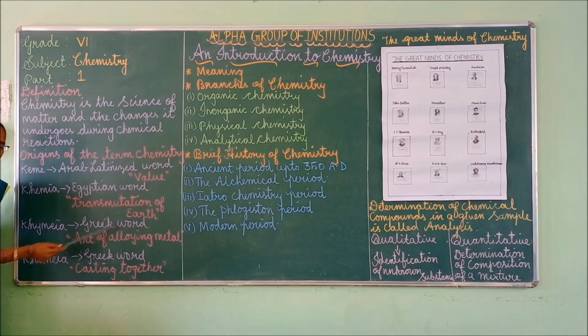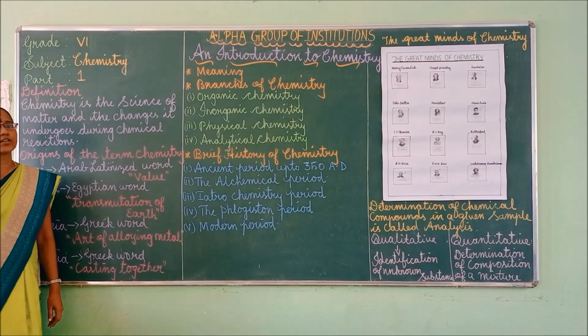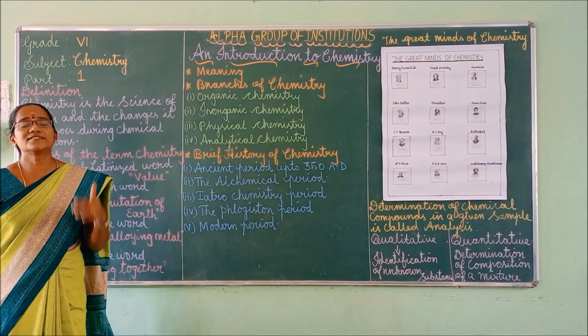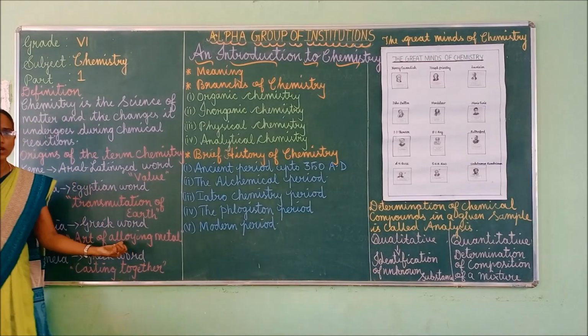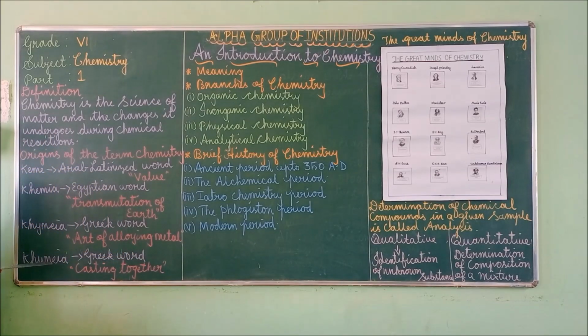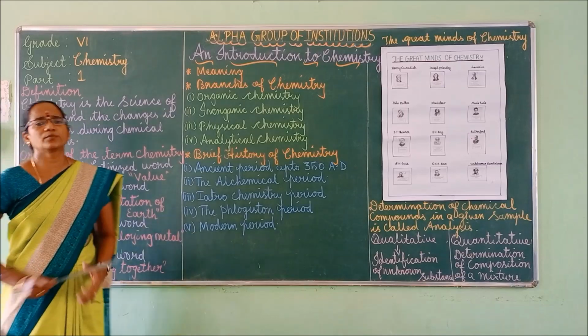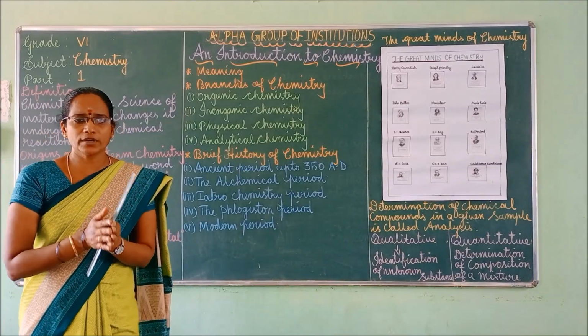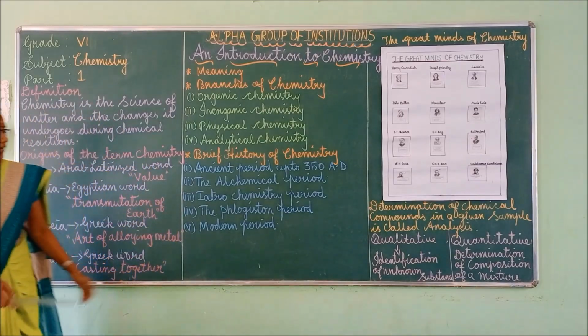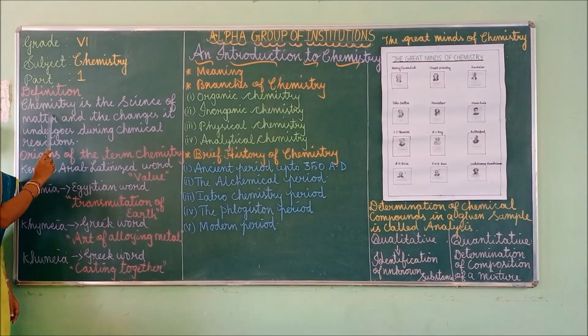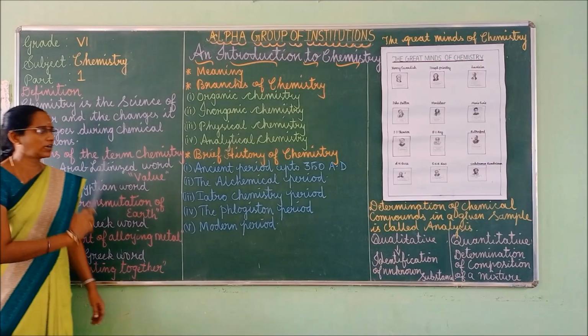What do you mean by alloys? Alloys means mixing or fusion of two or more metals or elements. That is called alloys. And next one, kumeya. This kumeya is also a Greek word, and the meaning for kumeya is casting together. Casting together means putting things together. So from this word only the word chemistry has derived. Chemistry word derived from these Greek words only.